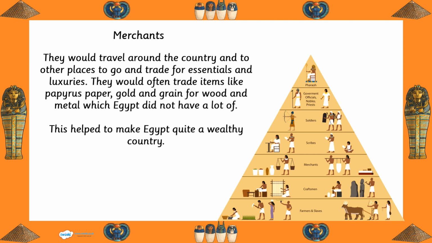So merchants just kind of means traders, and they would often trade items like papyrus paper, gold and grain that was produced in Egypt, and they would trade that for wood and metal, which Egypt did not have a lot of. But actually these merchants that would go off to different countries and sell all of these things helped to make Egypt quite a wealthy country, which is really, really important. But it's interesting to see that they're fairly low down on the triangle.